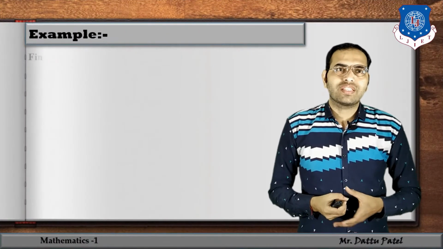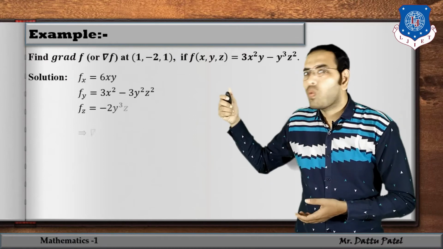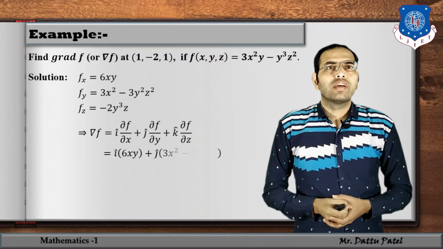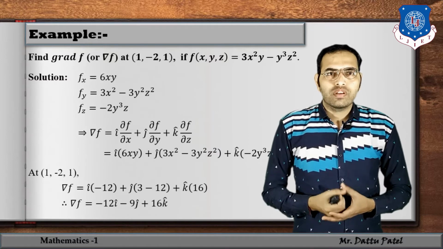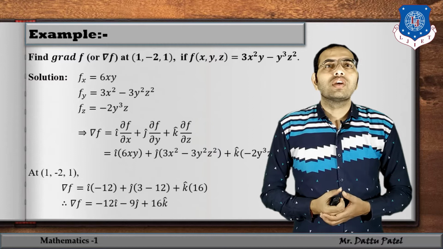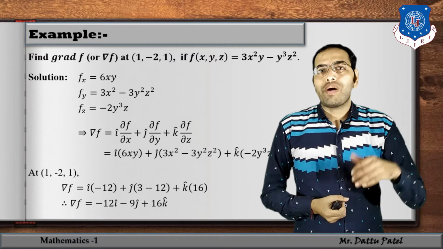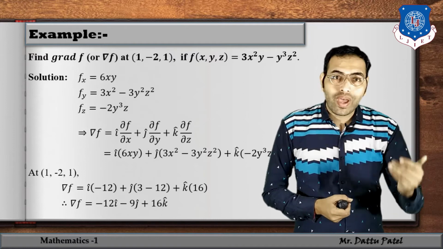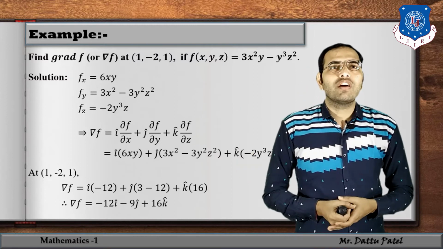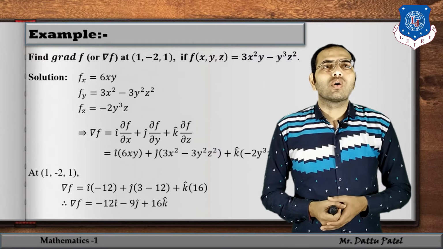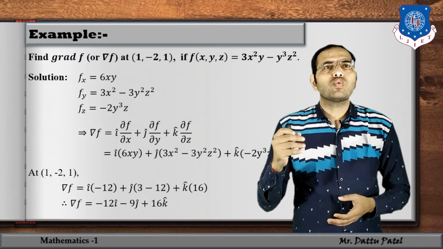Let's see one example. Find grad f or nabla f at the point (1, -2, 1), if the function is equal to 3x square y minus y cube z square. Firstly, the function f of x, y, z equals 3x square y minus y cube z square. Now the partial derivatives of the function with respect to x, y and z give you fx equal to 6xy, fy equal to 3x square minus 3y square z square, and fz equal to minus 2y cube z.